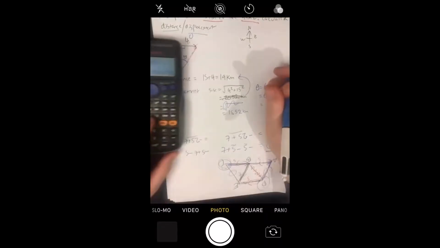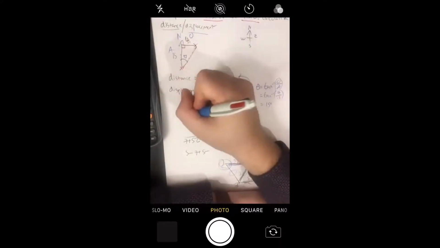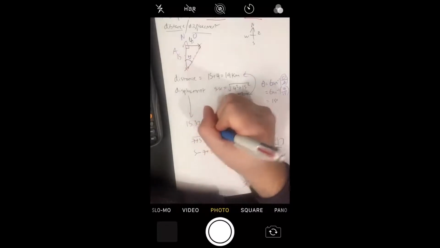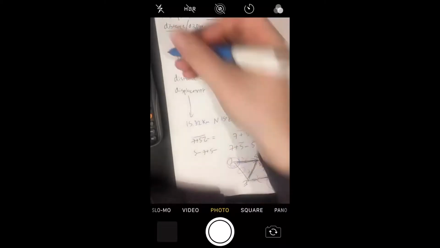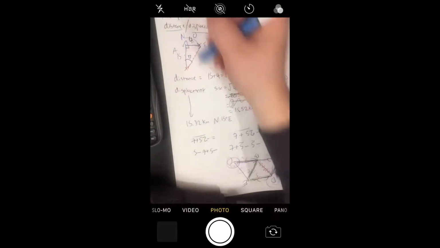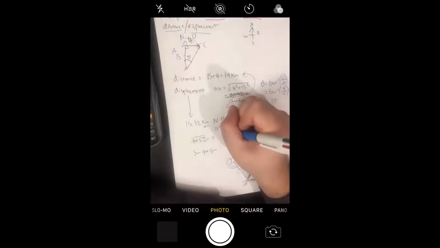So that means, remember this is north here, that the final displacement is 15.52 kilometers north, 15 degrees east, because we're turning to the east. That's why it's north 15 degrees east. Or you could say 15 degrees true, because if you measure from north, it's just 15 degrees true.